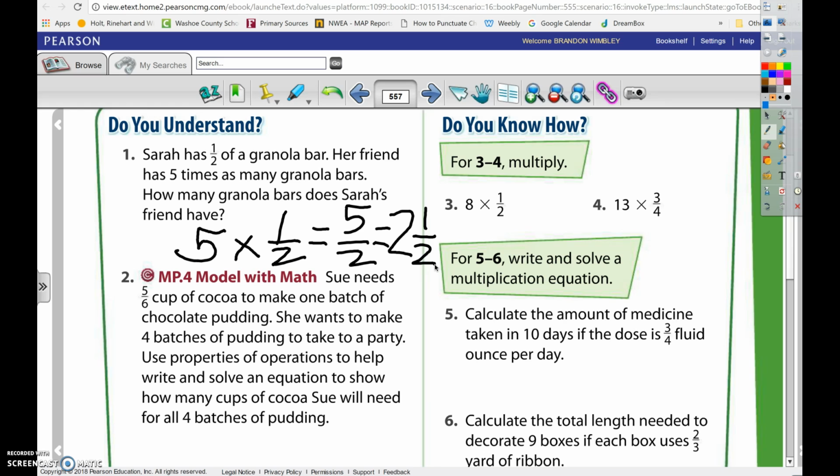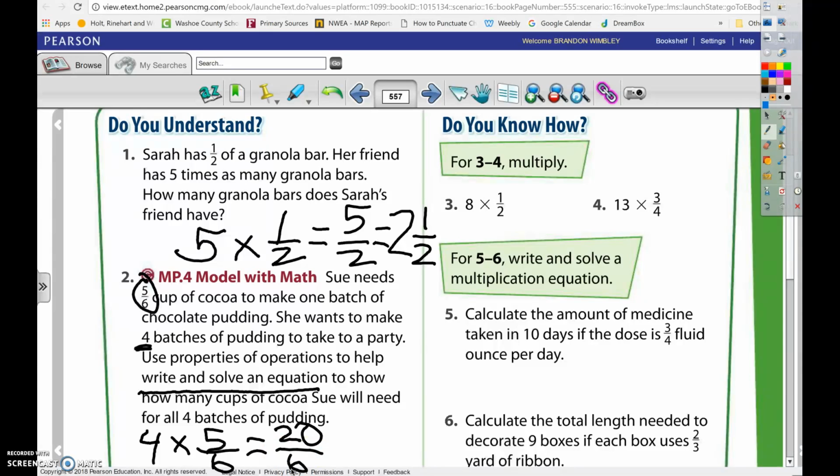All right, question number 2 says, Sue needs 5/6 of a cup of cocoa to make 1 batch of chocolate pudding. She wants to make 4 batches of pudding to take to a party. Use properties of operation to write and solve an equation to show how many cups of cocoa Sue will need for all 4 batches. So my key part says write and solve an equation. Here I see I have 4 groups because I have 4 batches, and each one needs 5/6. Amount is 5/6. So I'm going to multiply, and so 4 times 5 is 20 over 6.